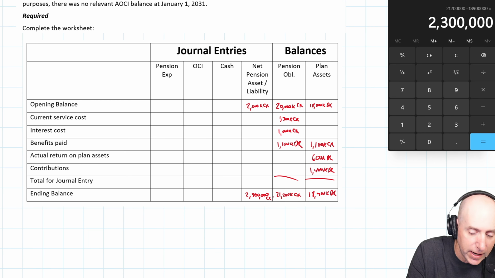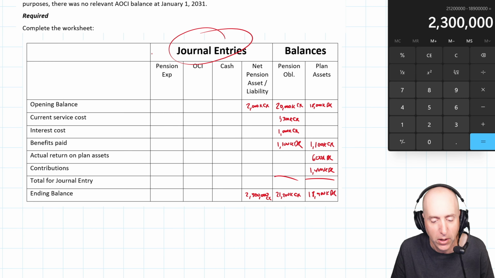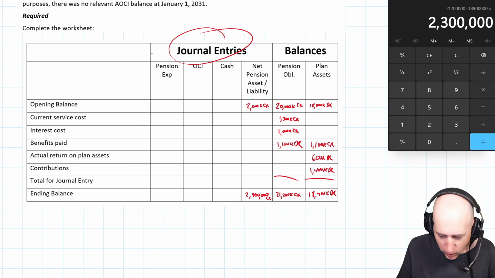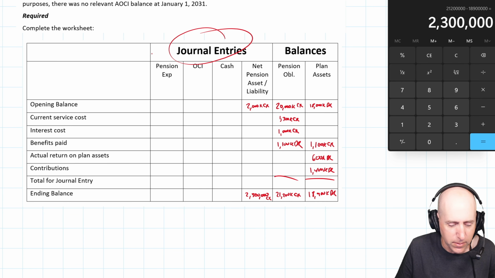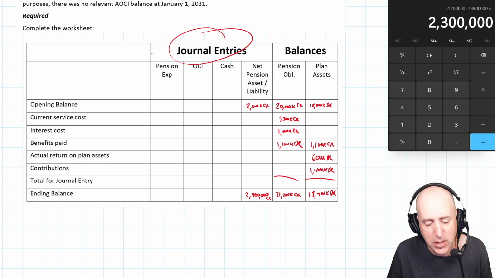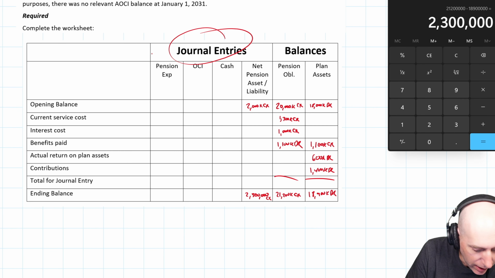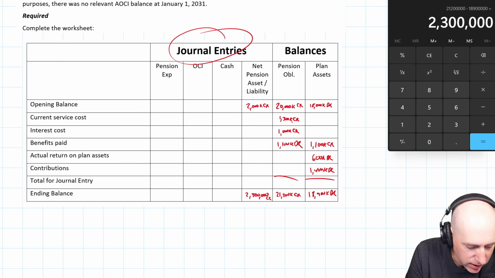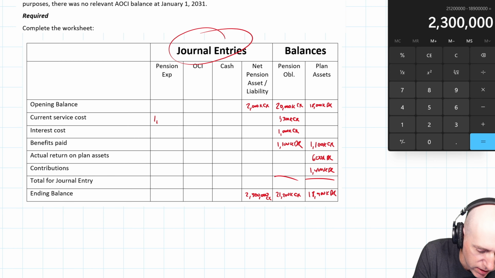And we're going to prove it now on the journal entry side. And we need to do the journal entry side because we need to do journal entries. So let's go through each of these items and see how this would affect our debits and credits, if at all. Current service costs, $1.3 million credit. That's part of our pension expense. It's flat out part of our pension expense. So we're going to debit pension expense for that amount.